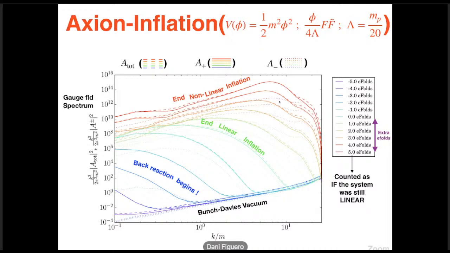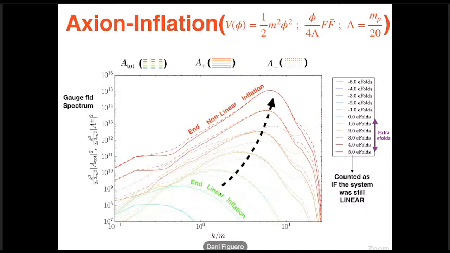Which means the real prediction of this scenario is to reduce the imbalance, the chiral difference, between the polarizations. So this is a zoom of the same power spectra.